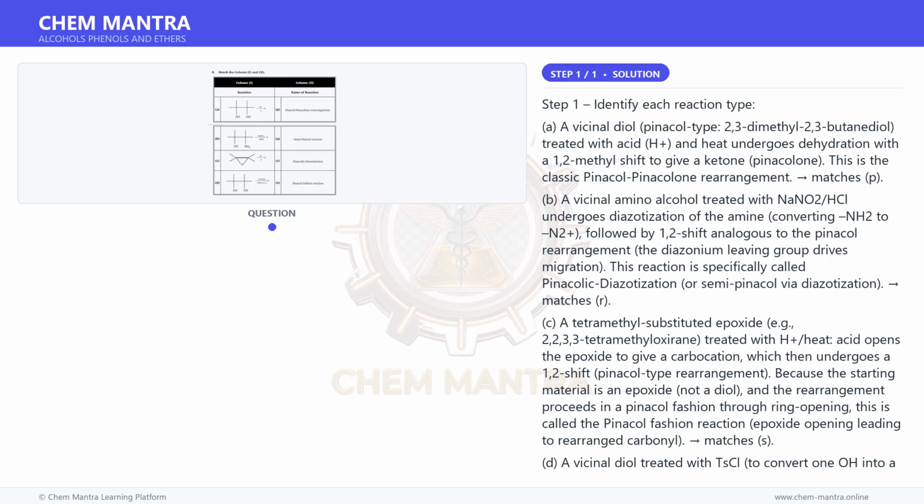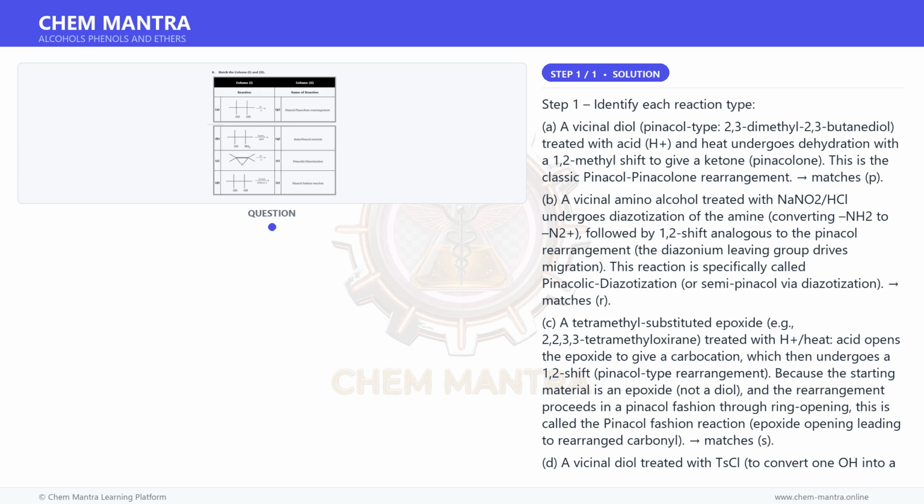Step 1. Identify each reaction type. A. A vicinal diol, pinacol-type, 2,3-dimethyl-2,3-butanediol, treated with acid, H+, and heat undergoes dehydration with a 1,2-methyl shift to give a ketone, pinacolone. This is the classic pinacol-pinacolone rearrangement.